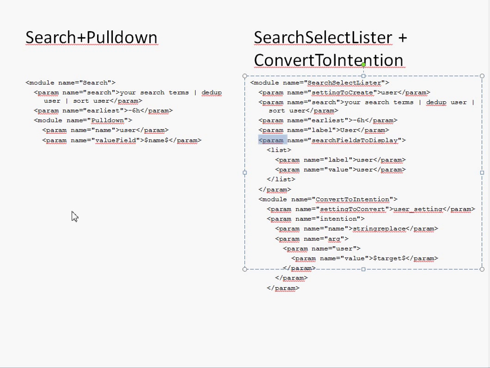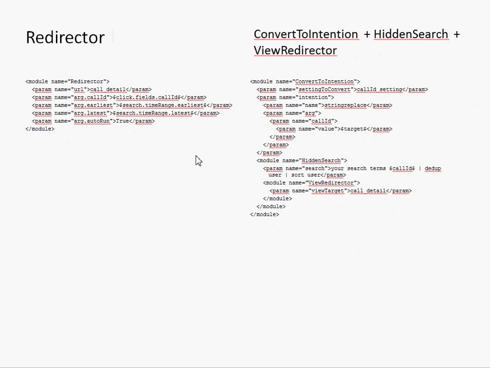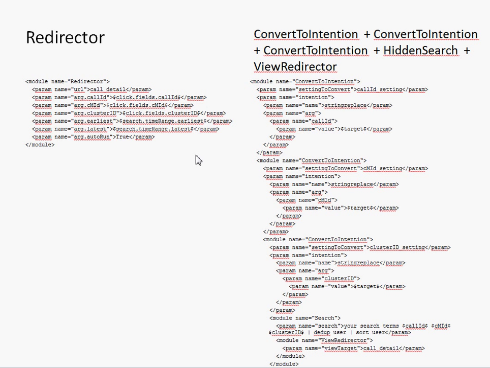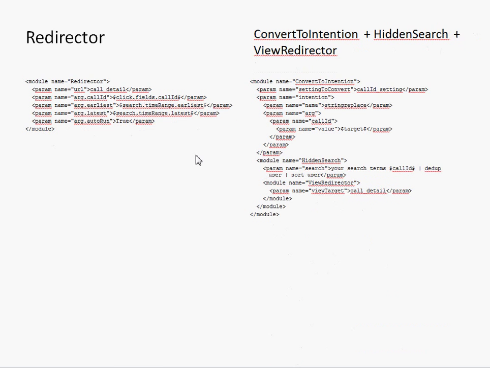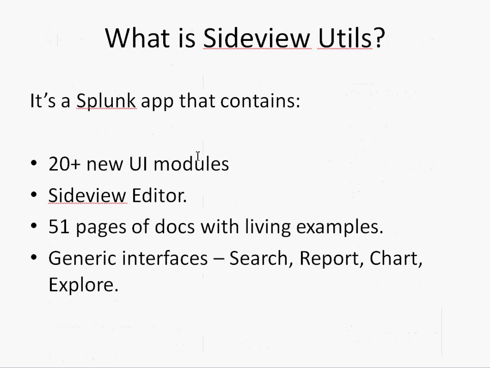So, oh, actually, let me sketch. I have a couple other ones queued up here. This is a redirector module replacing the normal drill down convert to intention plus hidden search plus view redirector. Again, this is the Sideview style on the left and the core module style on the right. These can get a little bit dramatic as you really go. Very complicated drill down configs can be replaced by the redirector module. Anyway, let's go back.